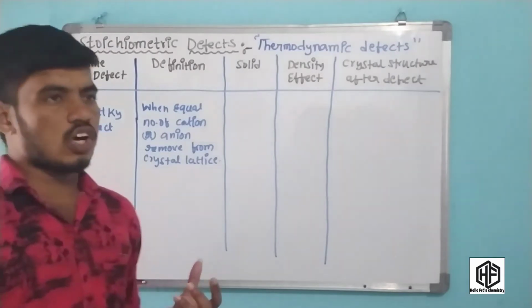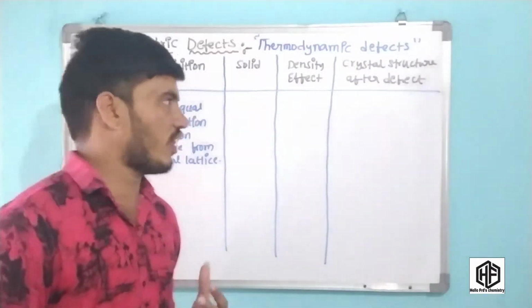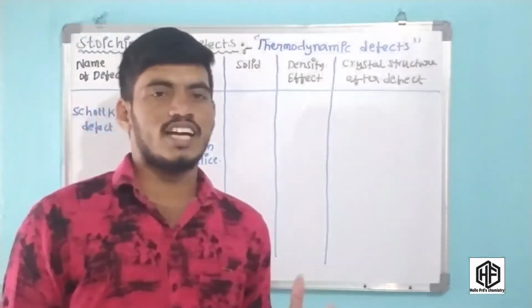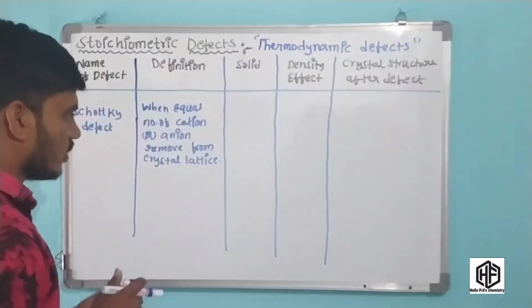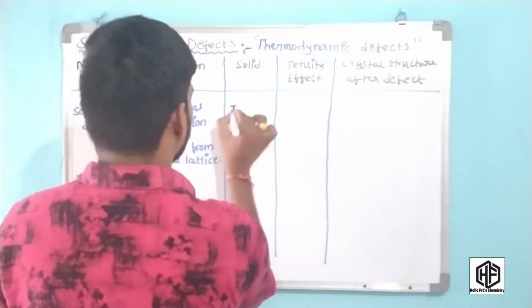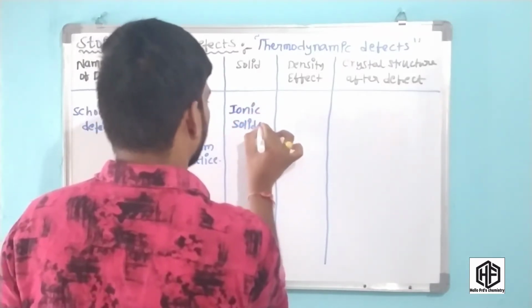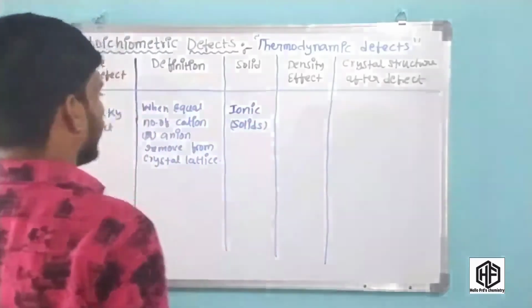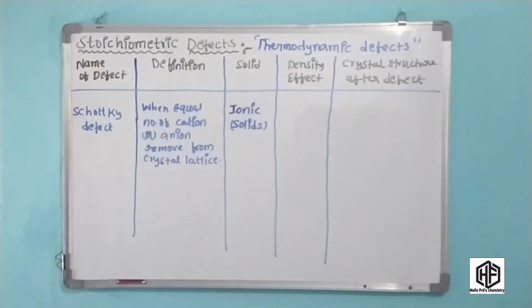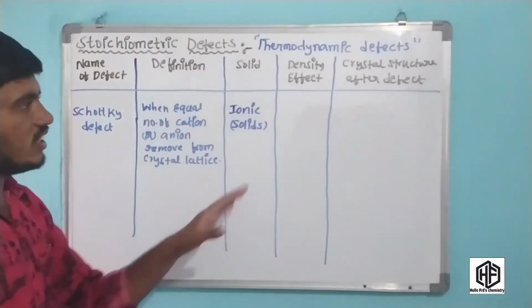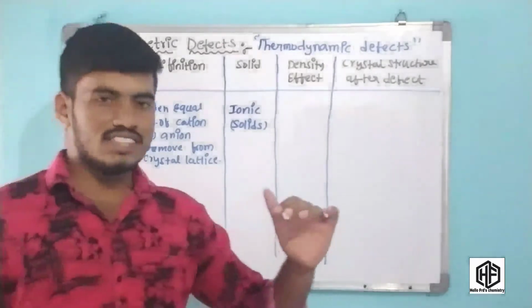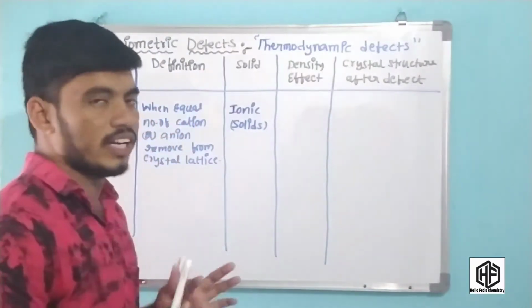Now, what type of solids show this kind of defect? Ionic solids show this kind of defect. This is very important: ionic solids show the Schottky defect. And what about the density? The density in the Schottky defect decreases. I will explain briefly.